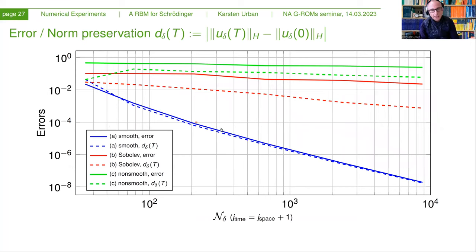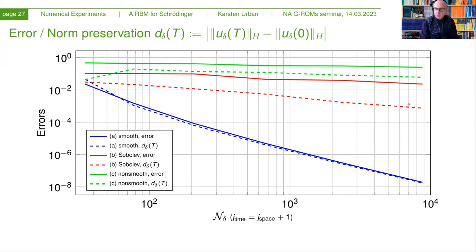So first of all, the straight lines are the errors. So in blue, red, and green. Blue is the smooth case where you can expect a certain decay. Then here you have the Sobolev case, H1, where you would have at most linear convergence. And the green one is the non-smooth case. And what we compare, the straight lines, the error, and these dotted lines are the difference in the norm preservation. And in fact, you see that those lines are more or less parallel. In fact, here the norm preservation is even a little bit better. And the message is that the norm non-preservation is in the range of the numerical precision.